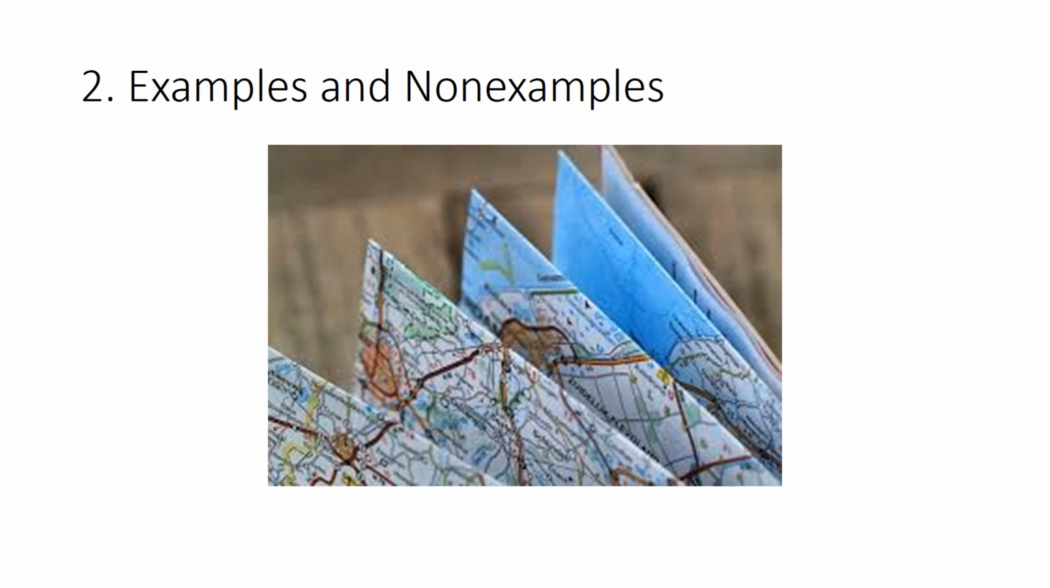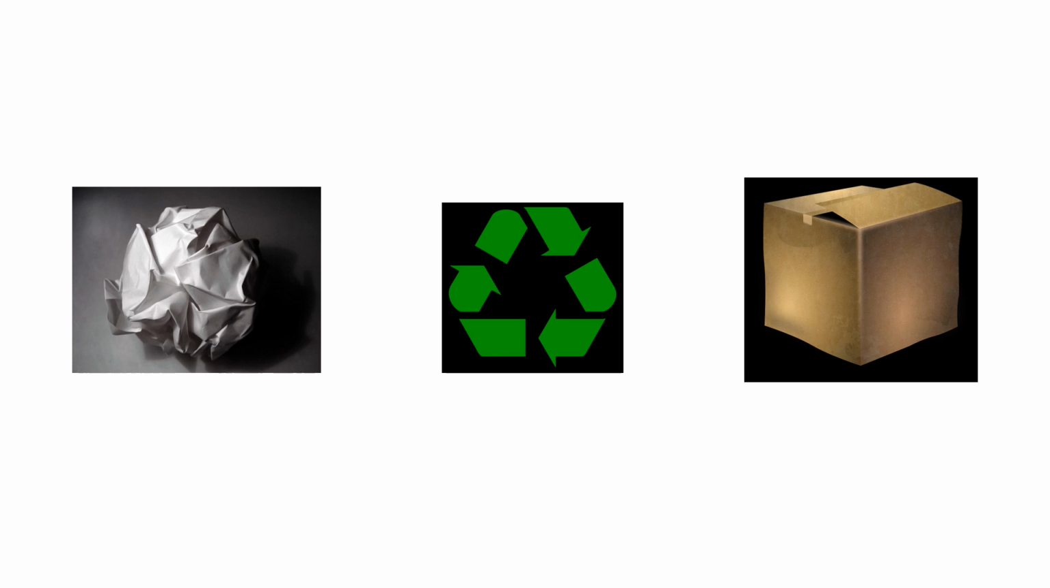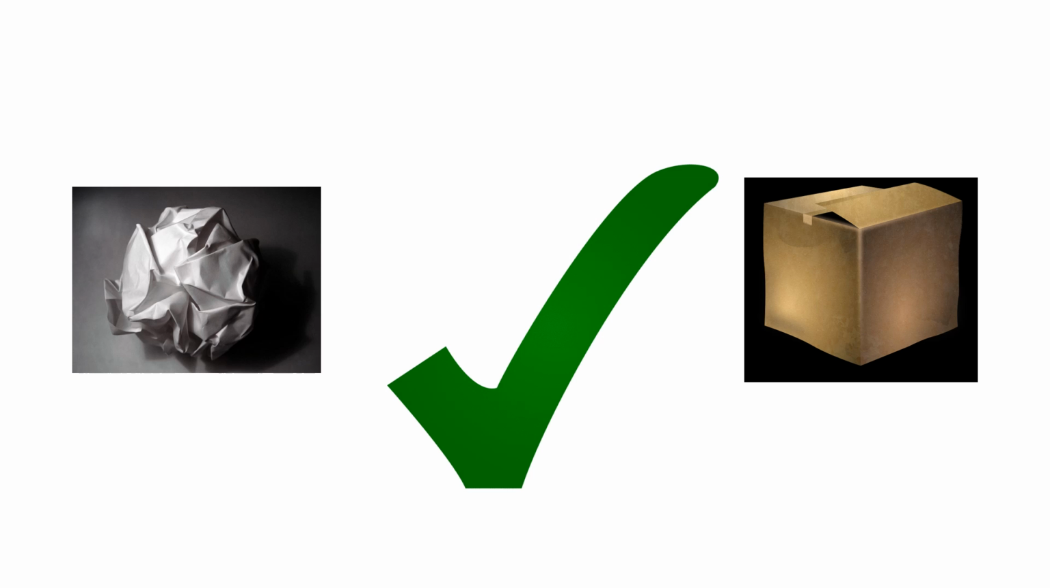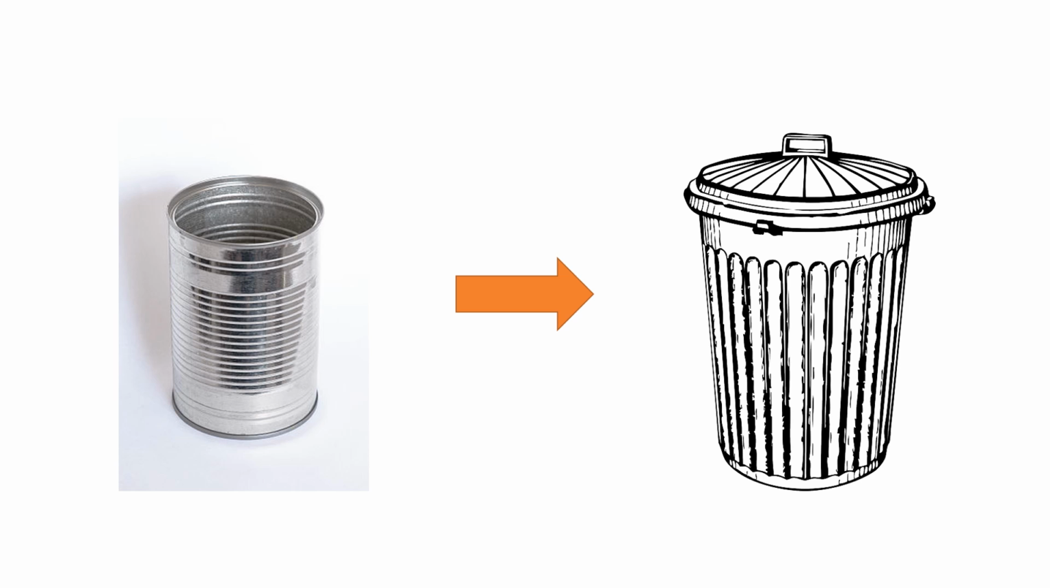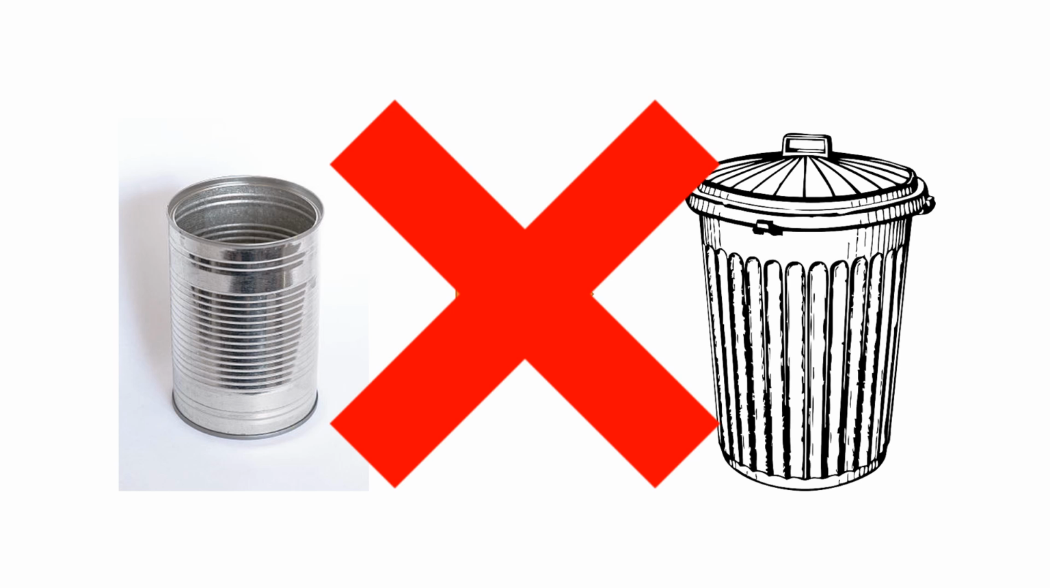Now we will look at some examples and non-examples for recycle. So, you have that piece of paper that you crumple up and throw away. When you put it into the recycling bin, it goes through the process and is turned into new cardboard at the factory. This is an example of recycling because it is turned into a new product. What about when you throw a metal can into your trash can? Yeah, that's right. This is not an example of recycling because the can is taken to the landfill and it doesn't get turned into anything new.